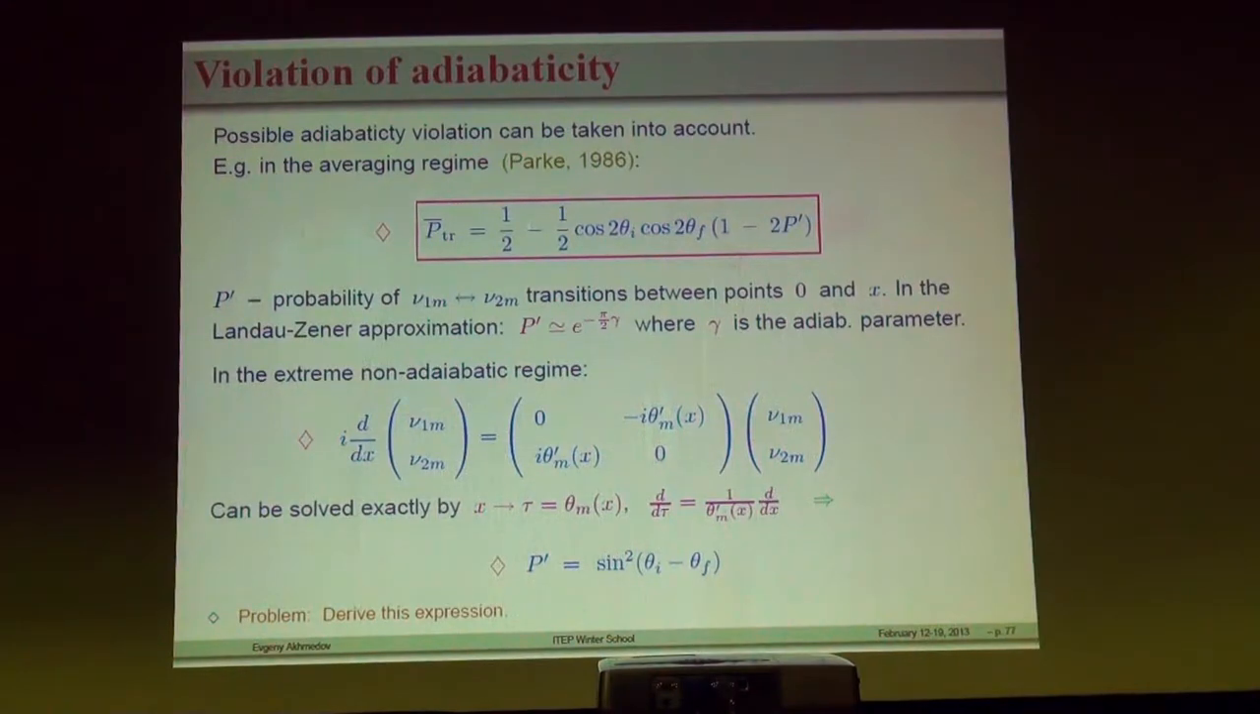But what does prime mean, theta prime? How would theta prime differ from theta m? Theta prime is a derivative of the mixing angle with respect to the coordinate. Ah, this means derivative. Prime means derivative. Just derivative with respect to x.